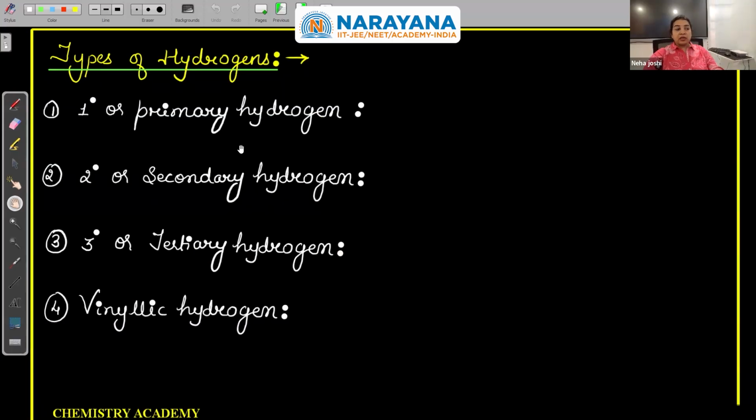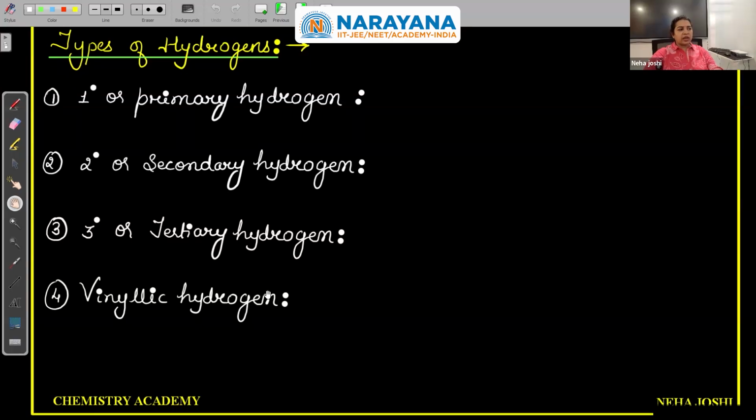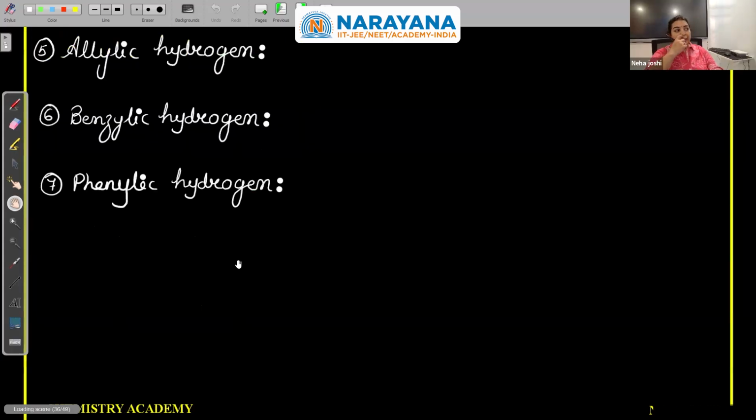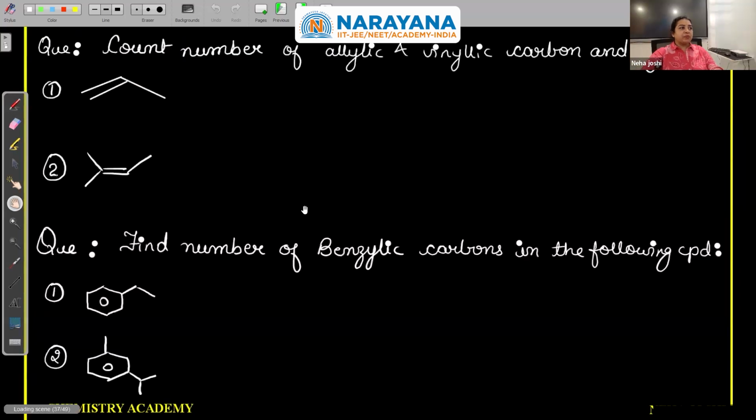Types of hydrogen. Similarly, we proceed: primary hydrogen is the hydrogen attached to primary carbon. Secondary is the hydrogen attached to 2 degree or secondary carbon. Tertiary hydrogen, the carbon which is 3 degree, the hydrogen attached to that 3 degree carbon is called tertiary hydrogen or 3 degree hydrogen. Okay, and similarly, vinylic hydrogen, as we just discussed vinylic carbon, hydrogen attached to vinylic carbon will be referred to as vinylic hydrogens. Okay, so this is how they are named. Moving to allylic hydrogen, same way benzylic and phenylic.